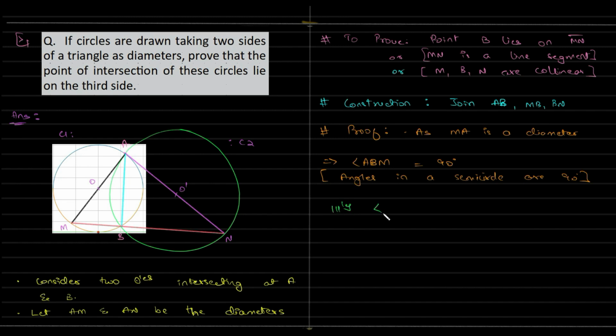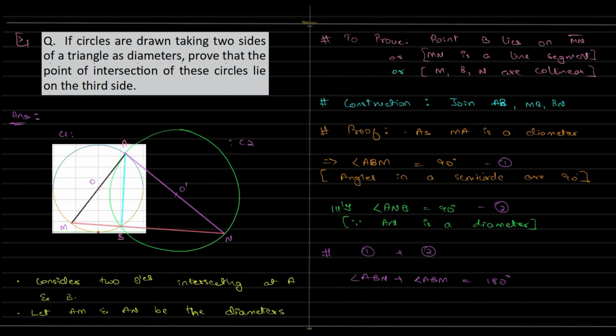Now, similarly, we can tell that angle ABN is also 90 degrees. Why? The reason is AN is a diameter. Okay, so at last, if I add equation 1 and 2, what will we get? 1 plus 2 will give me angle ABN plus angle ABM is equal to 90 plus 90, which is 180 degrees.